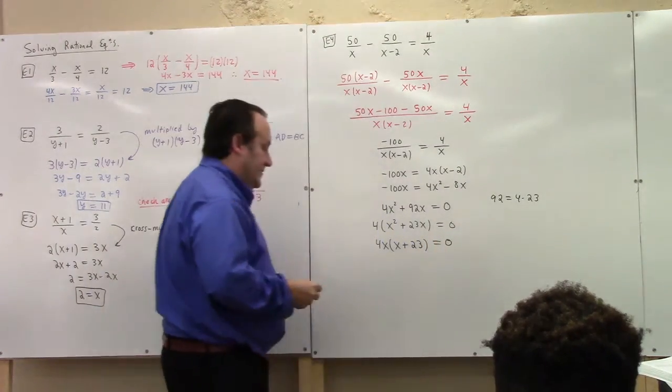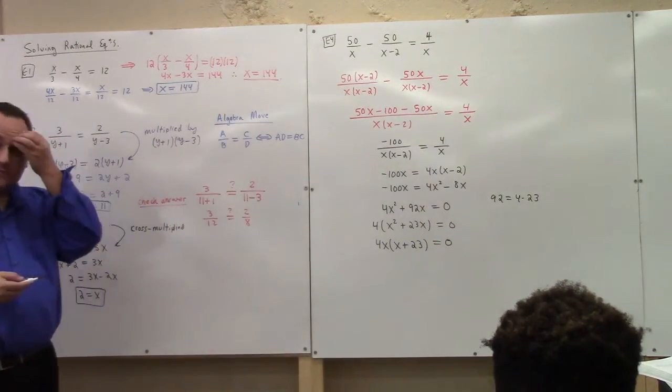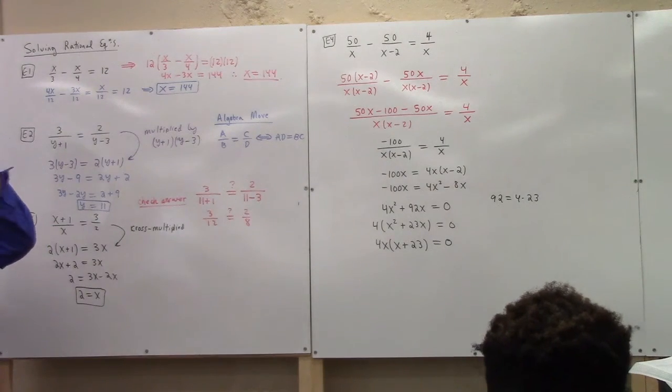Friendly reminder. So I can factor x out. I get x times x plus 23 equal to 0. So what are my solutions?